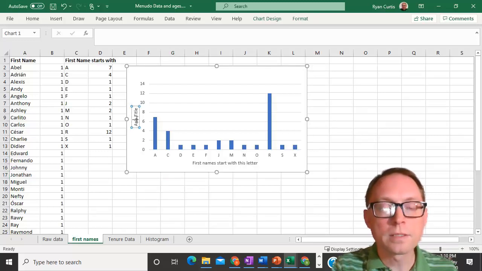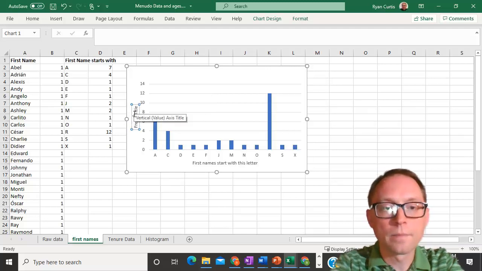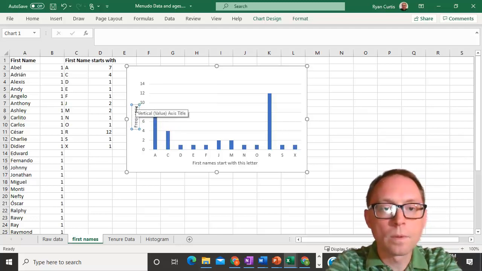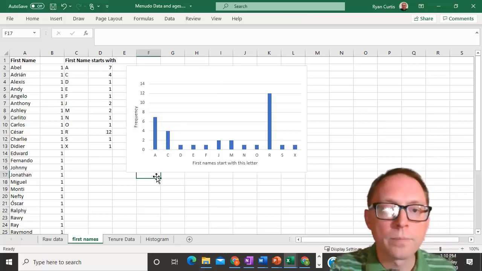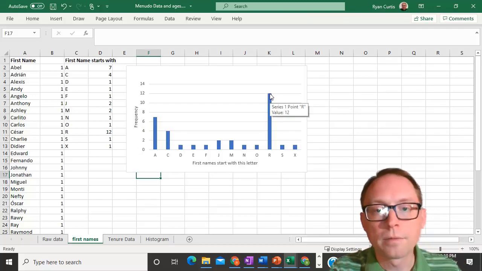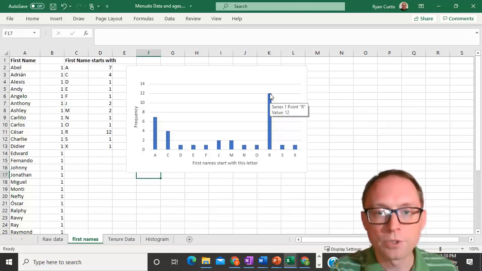This right here is going to be frequency. So you can see right here that the letter R is the most common letter that people's first names start with. There are 12 people whose name starts with R.